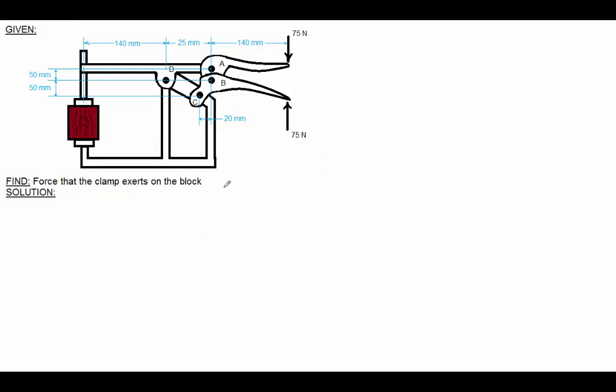Here we have a clamp and a wooden block inside of its jaws, and the problem asks to find the force that the clamp exerts on the block. A couple of notes before we start. Probably the first thing to do is look at the diagram and figure out how many different pieces and how we're going to treat this.